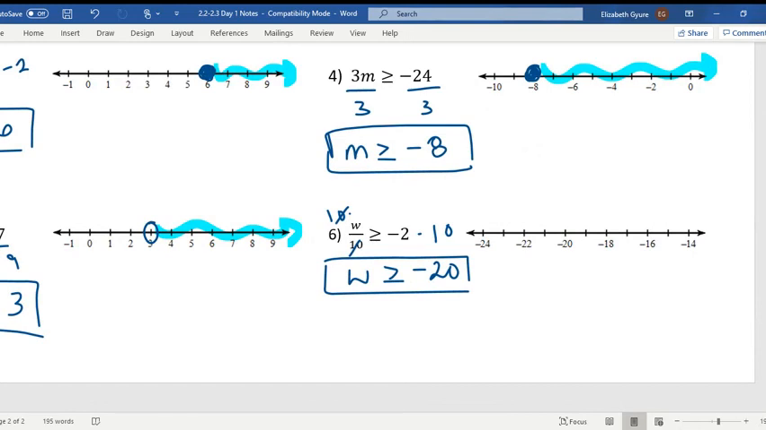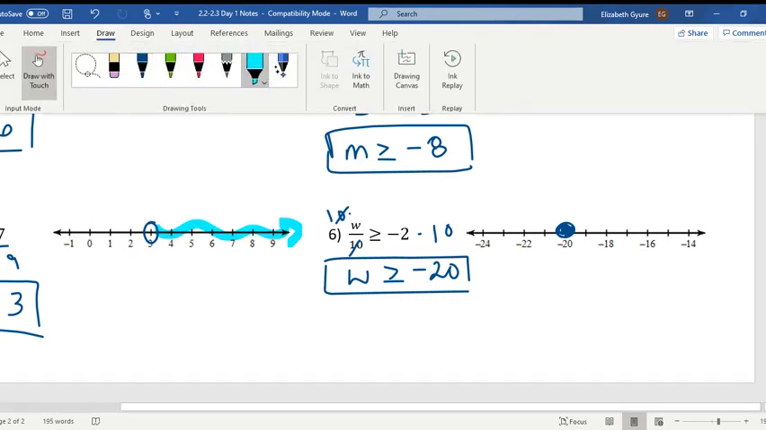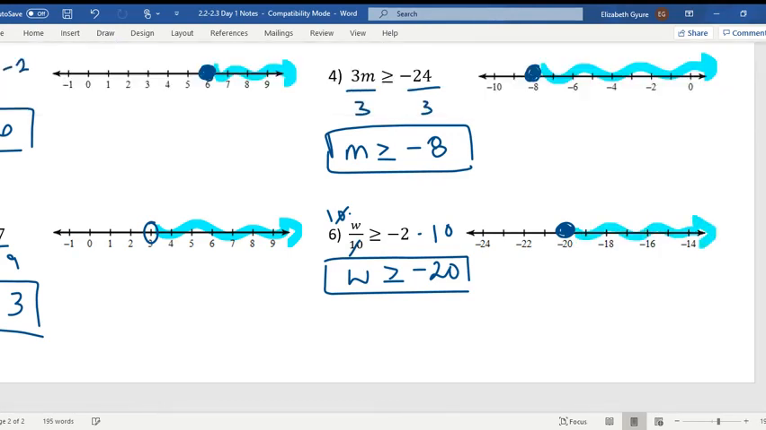Annalise, open or closed circle at negative 20? Very good. It is a closed circle. And then Jake Sanders, should I shade to the left or to the right? To the right. Good. Excellent.